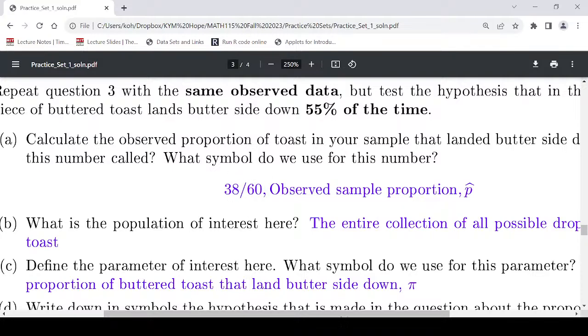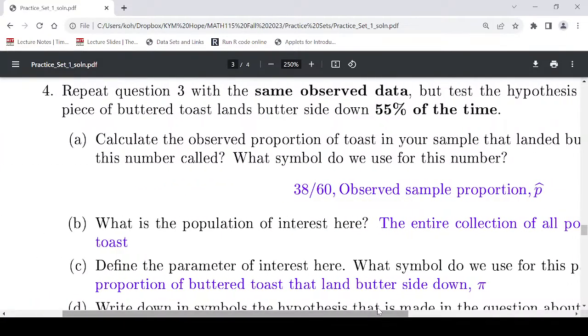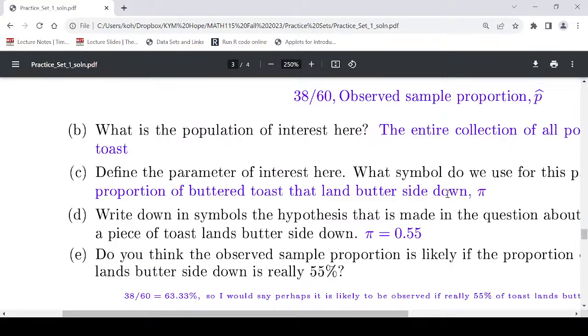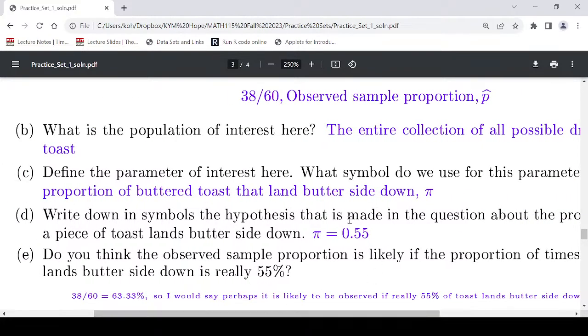The population is still the same. It is the entire collection of all possible drops of buttered toast. What's the parameter of interest? Still the same. In the long run, what's the proportion of toast that lands butter side down? And what's the null hypothesis here? You now want to test whether pi is 0.55.